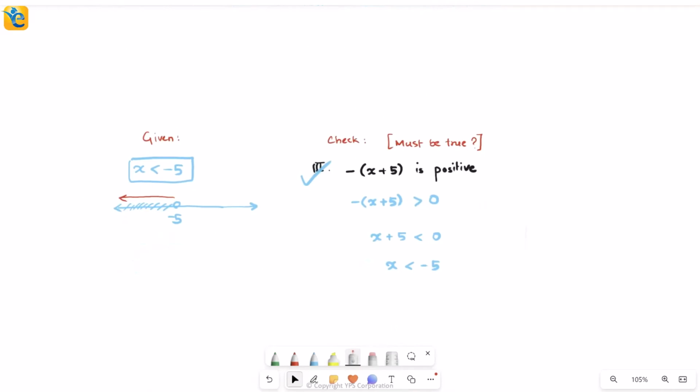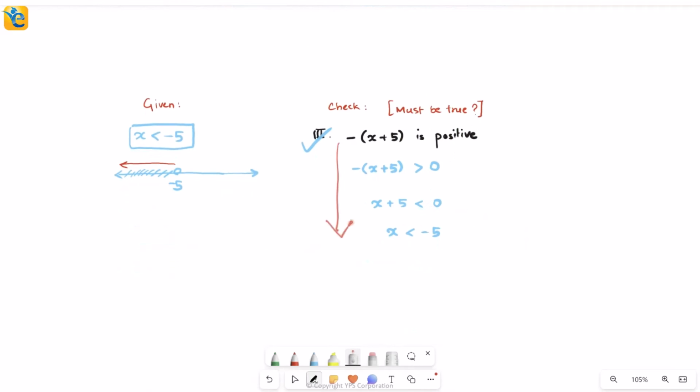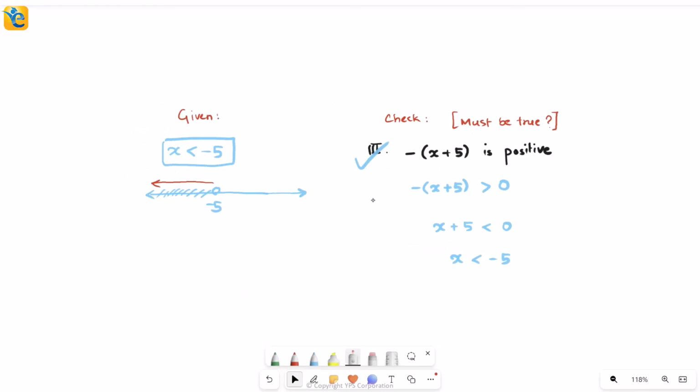Statement 3 was really simple. Here, after your conversion from English to math, it came into exactly the same range as the given range. So this was a must be true statement. And then once we found all of our statements, it was just about going and marking the answer.